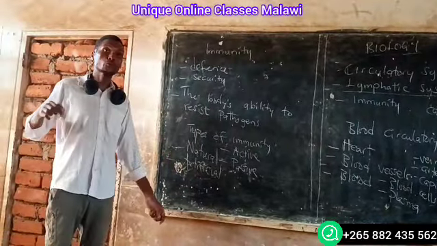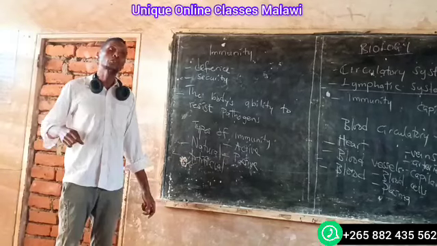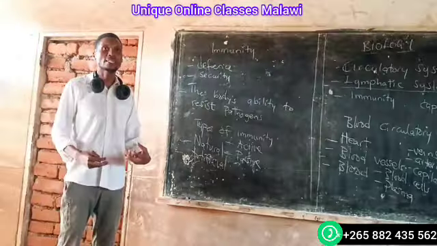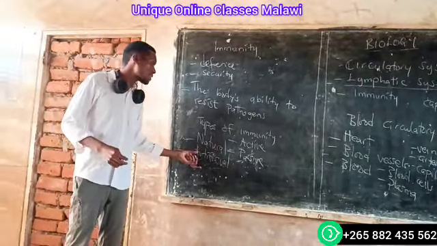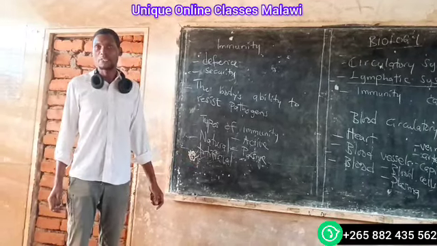Artificial passive: you are directly injecting antibodies. So that one becomes artificial passive immunity.